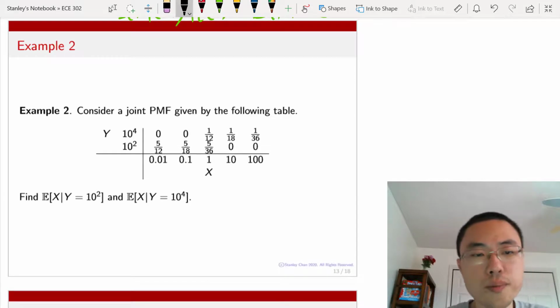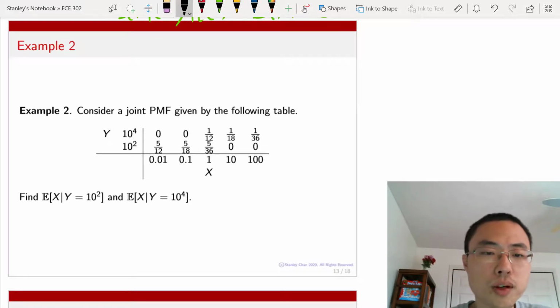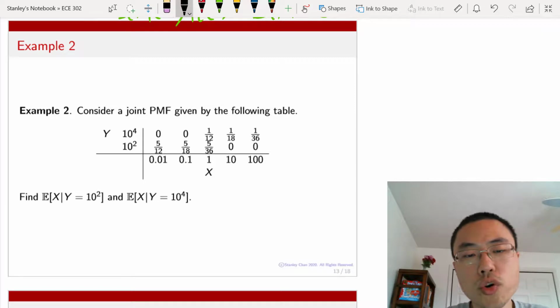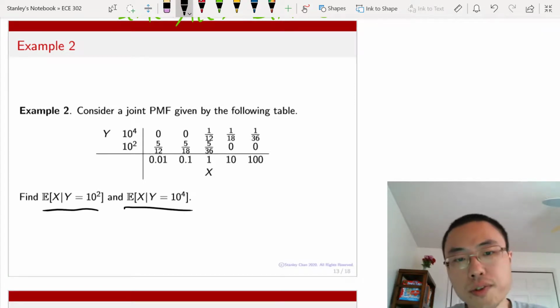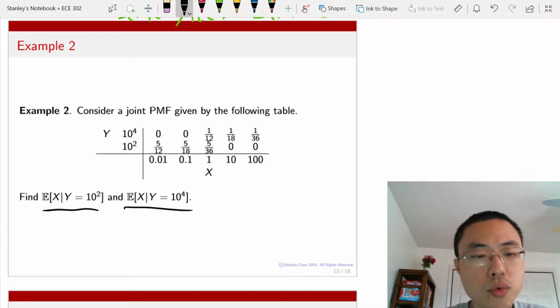Let's try another example. In this example, I have a pair of random variables with a joint PMF given by this table. I want to find these two expectations: the expectation of x given y at these two particular states.